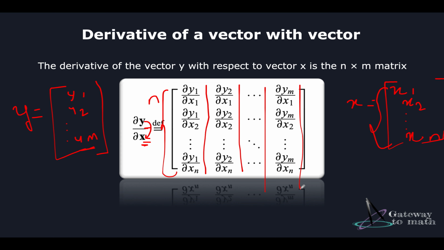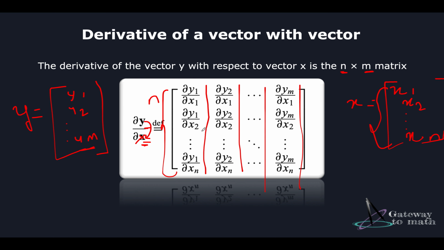So the final output on finding the partial derivative of a vector with respect to another vector will be an n cross m matrix, which basically means that n is the number of rows, which equals the denominator vector x in this case, and m equals the number of columns, which is in the numerator.